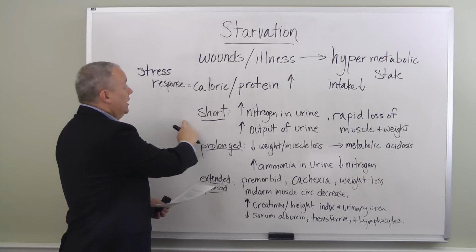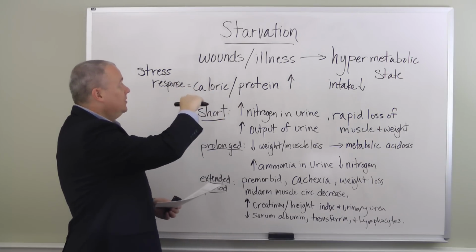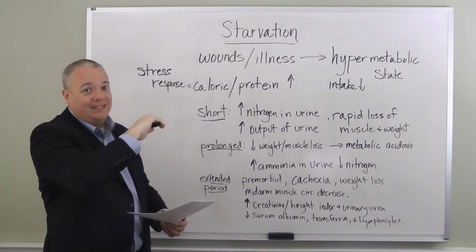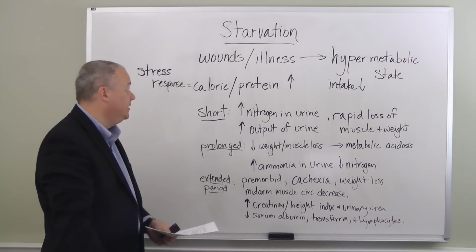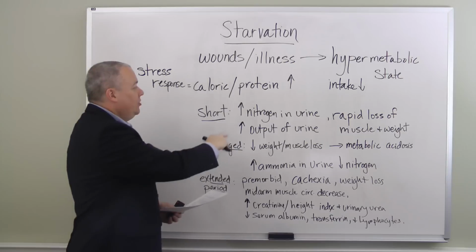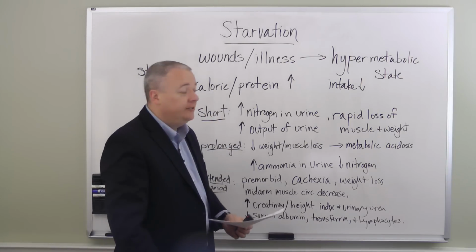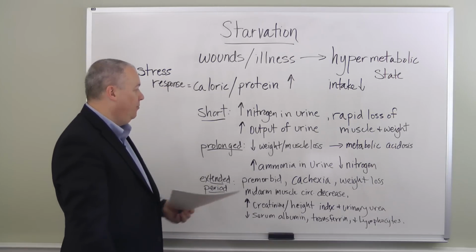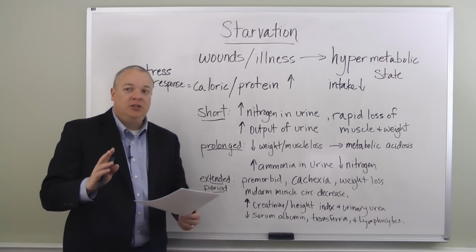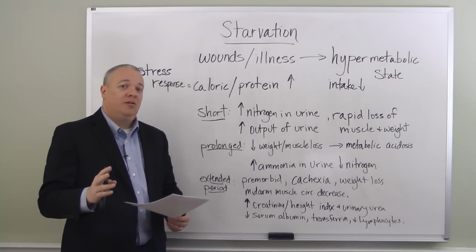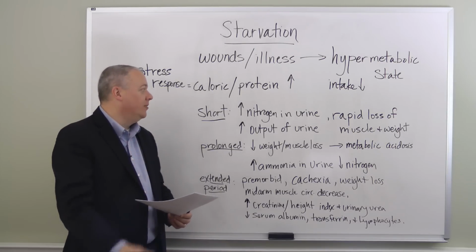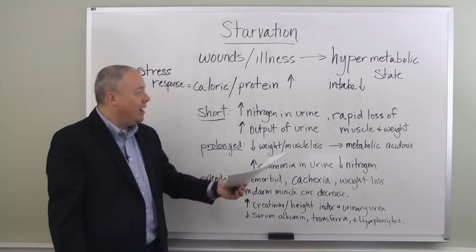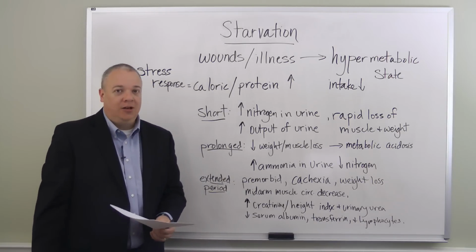Now, over the short run, if this is not corrected, the wound isn't cured, the illness isn't taken away, and the protein and caloric intake isn't increased, then over the short run of this state of starvation, what you get is an increase in the nitrogen in the urine, a rapid loss of muscle and weight, and a greater output of urine. So the short-term effects of starvation are a strong increase in the nitrogen in the urine, a strong increase in the output of urine, and rapid muscle and weight loss.